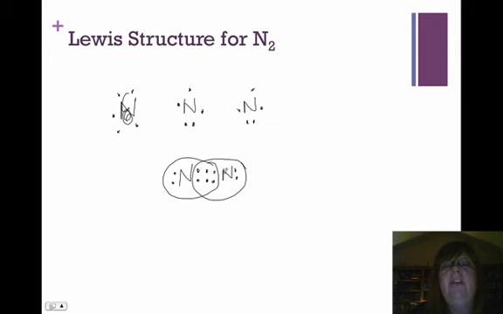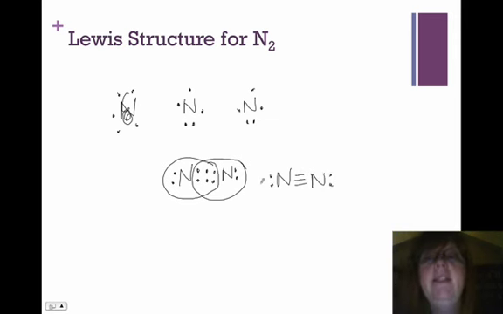And so that is a triple bond, which is stronger than a double bond and stronger than a single bond, and it's also shorter than the double and the single bond. So N2 is triple bonded.